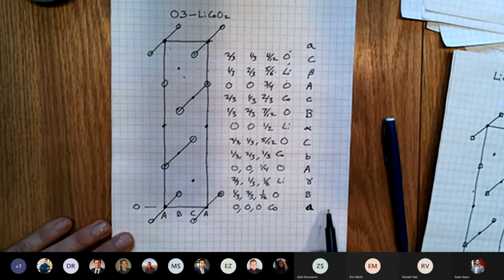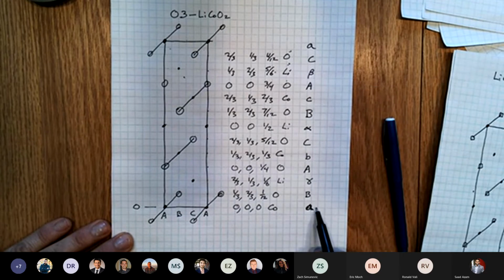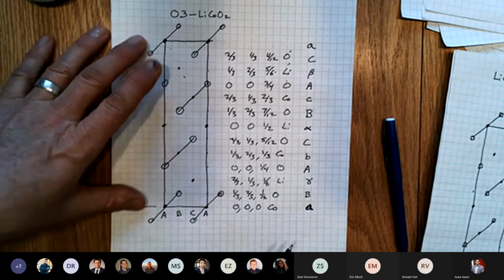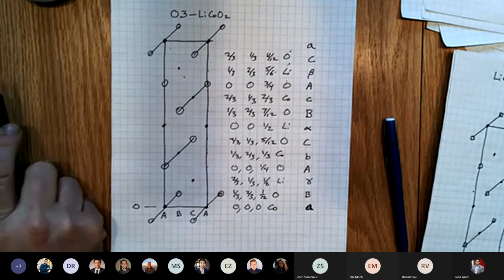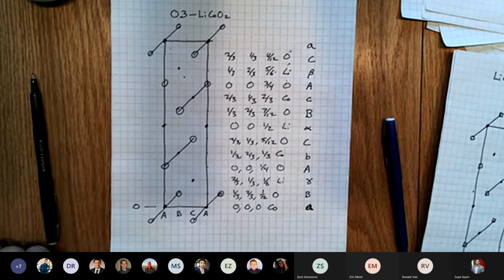And if somebody like me gives you a stacking sequence like this on a homework problem, you should be able to draw the structure in what it looks like here. Okay, any questions about this?